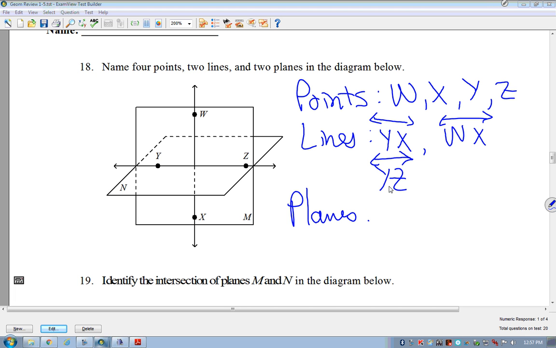Planes. Somebody else. Jose. Plane. So we'd have to say plane M and plane, what was the other one? N. But you actually have to have the word there. If you're going to use that moniker, you can't just say M or N. Okay? All right, does that make sense? We needed 4 points, 2 lines, 2 planes in that diagram. Very good.